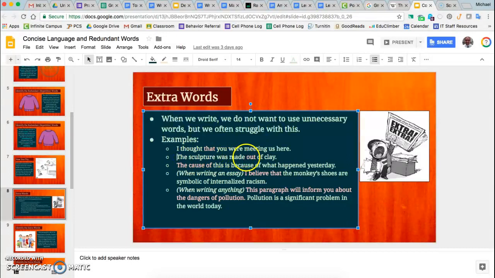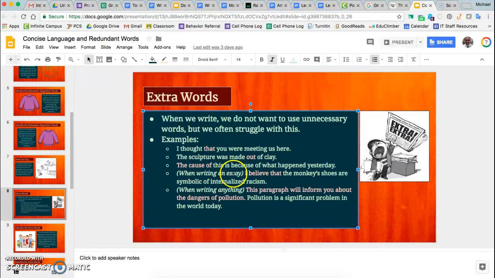The sculpture was made out of clay. Again, you could get rid of this and just say the sculpture was made of clay. Okay, it doesn't add anything to this. The cause of this is because of what happened yesterday. This one's a little repetitive, but a lot of people do this, so I wanted to emphasize that you don't have to say the cause of this is because. A lot of times people do this type of sentence, but you could just instead say this is because of what happened yesterday. Okay.